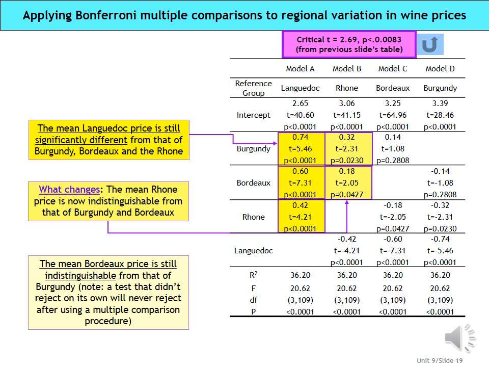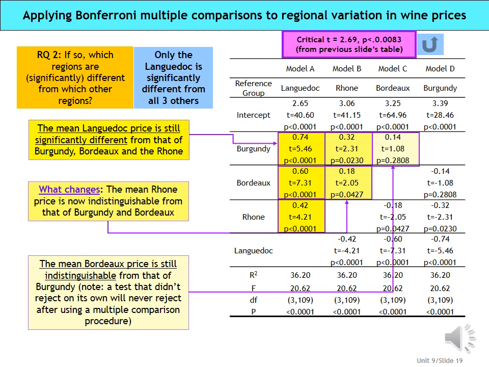This is not going to be statistically significantly different, but these are still statistically significantly different. The mean Bordeaux price is still indistinguishable. This wasn't statistically significant before. Still, it's not a statistically significant difference. So we still can't reject Burgundy and Bordeaux. These are a similar price range, and this is much cheaper than the other one. That's what we know.